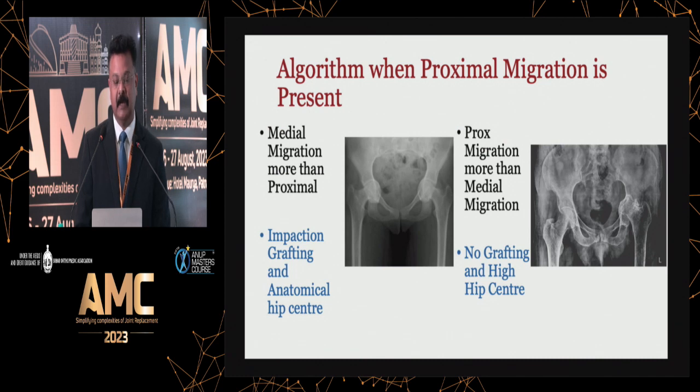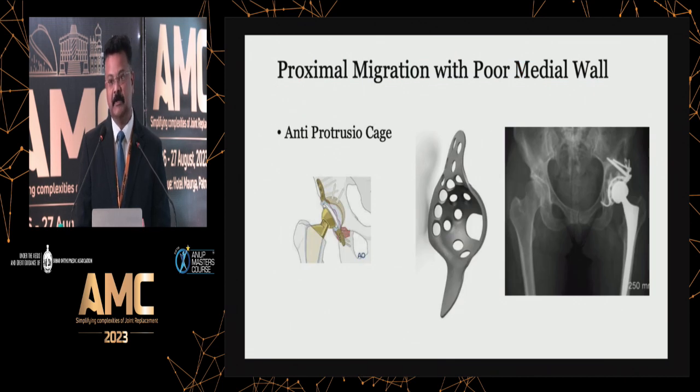indicated. So the algorithm when there is a proximal migration present is, if medial migration is more than the proximal, impaction grafting at an anatomical hip center. If proximal migration is more than medial migration, no grafting and a high hip center can be accepted. Of course, in conditions where there is proximal migration with a poor medial wall, we have no choice but to think in terms of an anti-protrusio cage.